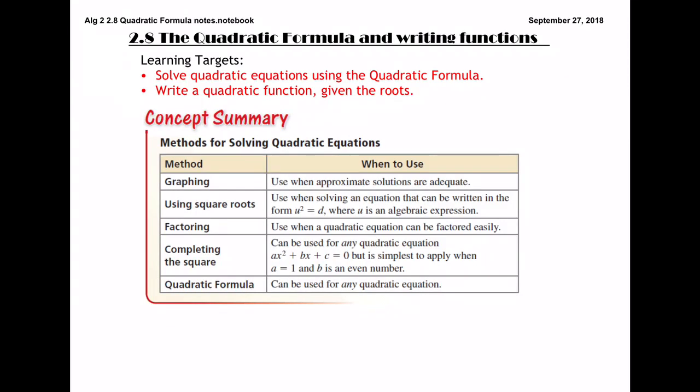Section 2.8, the quadratic formula and writing functions. Today we are going to solve quadratic functions using the quadratic formula and write a quadratic function given the roots.